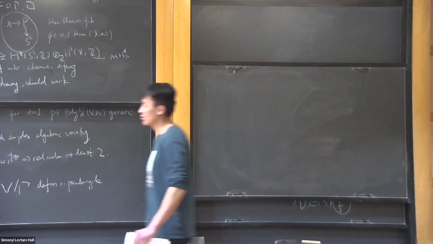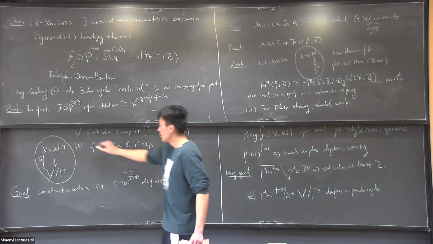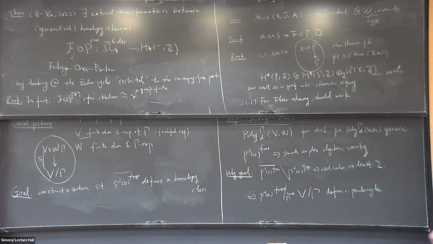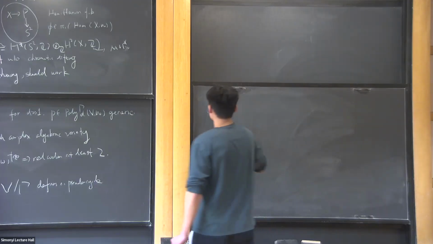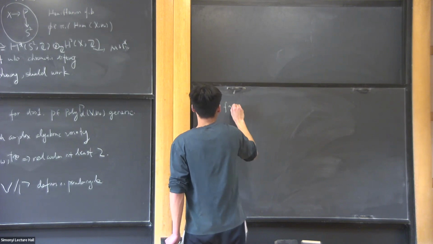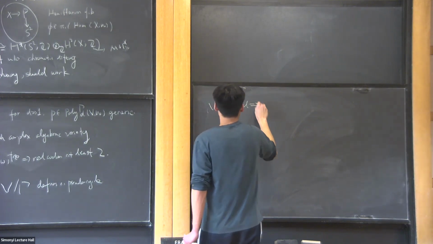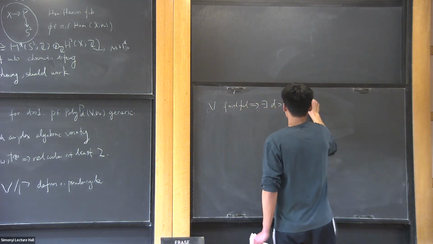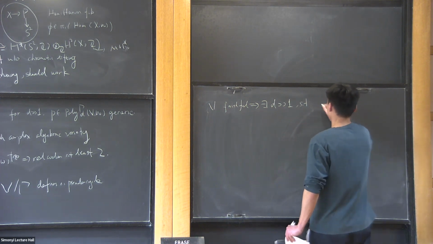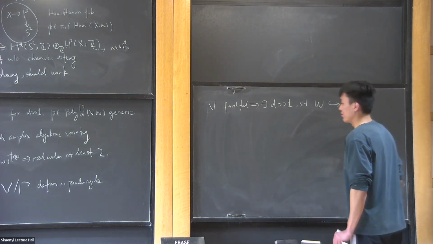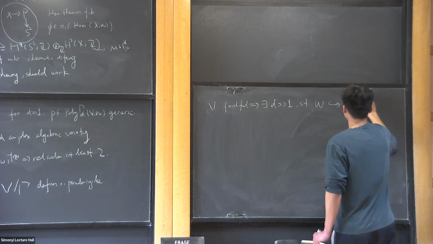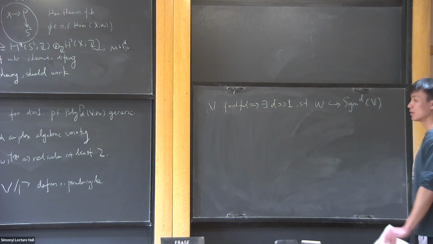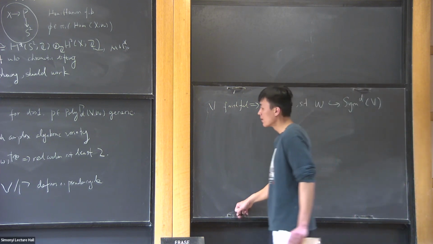So remember that we assume that V is a physical representation. So V faithful. Then there is this D sufficiently large such that if you look at W as a gamma representation, it could be included as a direct summand of the symmetric power of the representation V. That's a fact from representation theory, and you can prove it if you are bored.